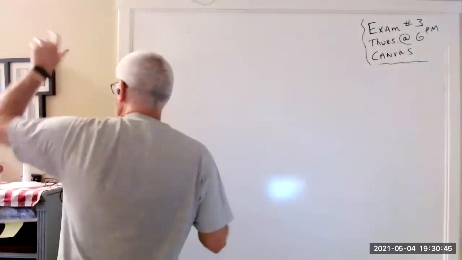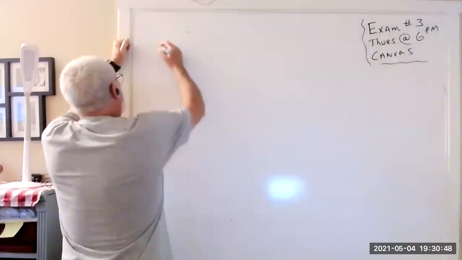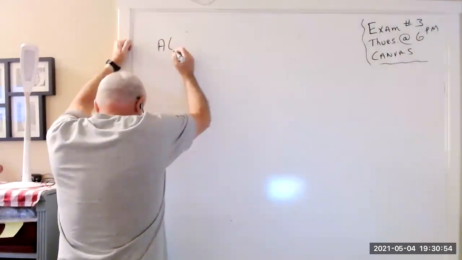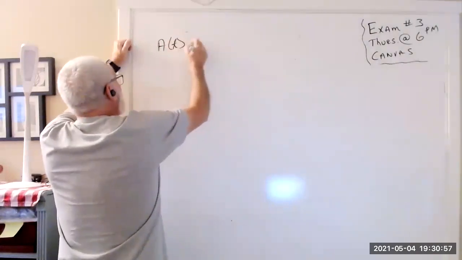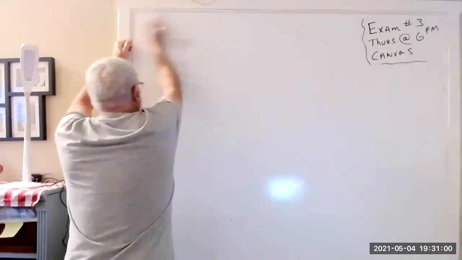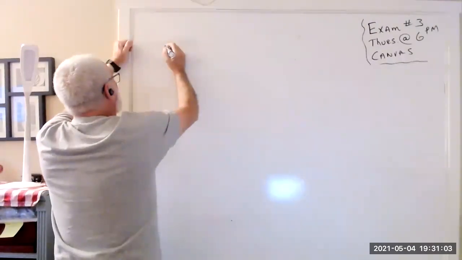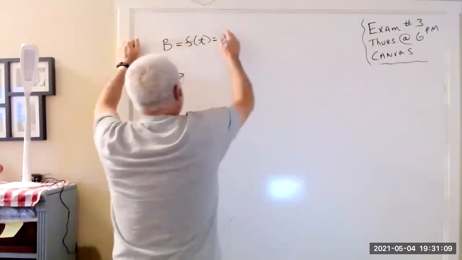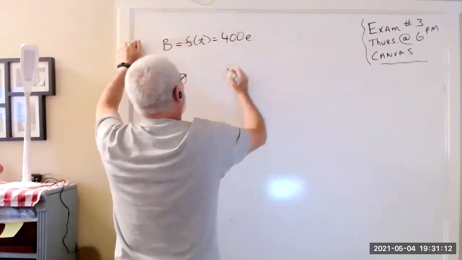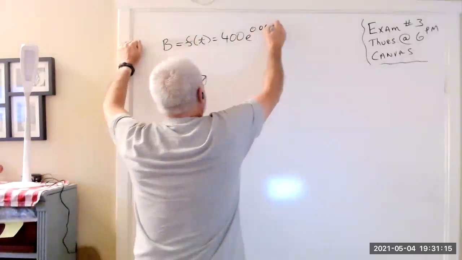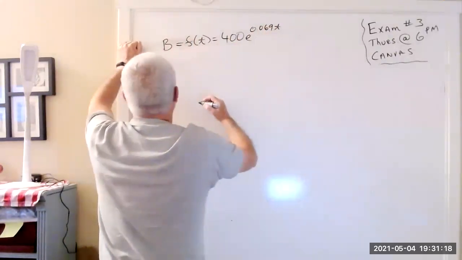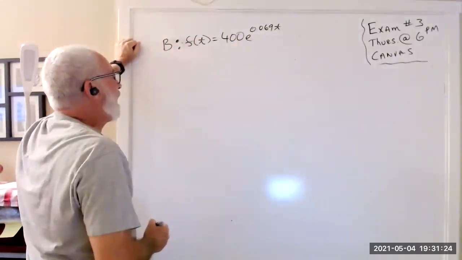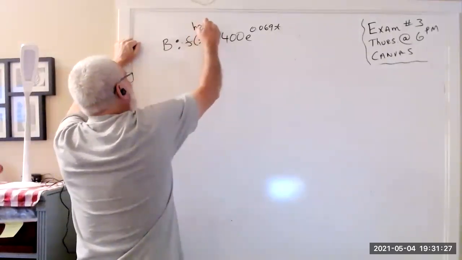A culture of bacteria grows according to the continuous growth model. The equation says B equals f of t equals 400 e to the 0.069 times t, where B is the number of bacteria and t is in hours. There are 3 questions. The first one is find f of 0.